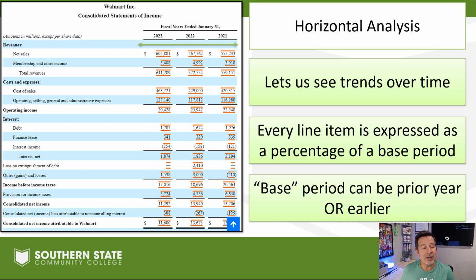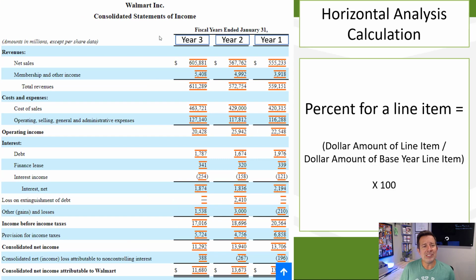Now that base period could be the year before, or it could be some earlier period. And so what I mean by that is we could look at the percentage difference from 2022 to 2023. We could look at 1 year. Or I could look at the entire span here. 2021 could be my base year, and I want to know how much revenues went up from 2021 to 2023, the newest year. Real simple calculation to do that. You can see I've labeled our current year, year 3, the year before year 2, and the earliest year is going to be year 1.